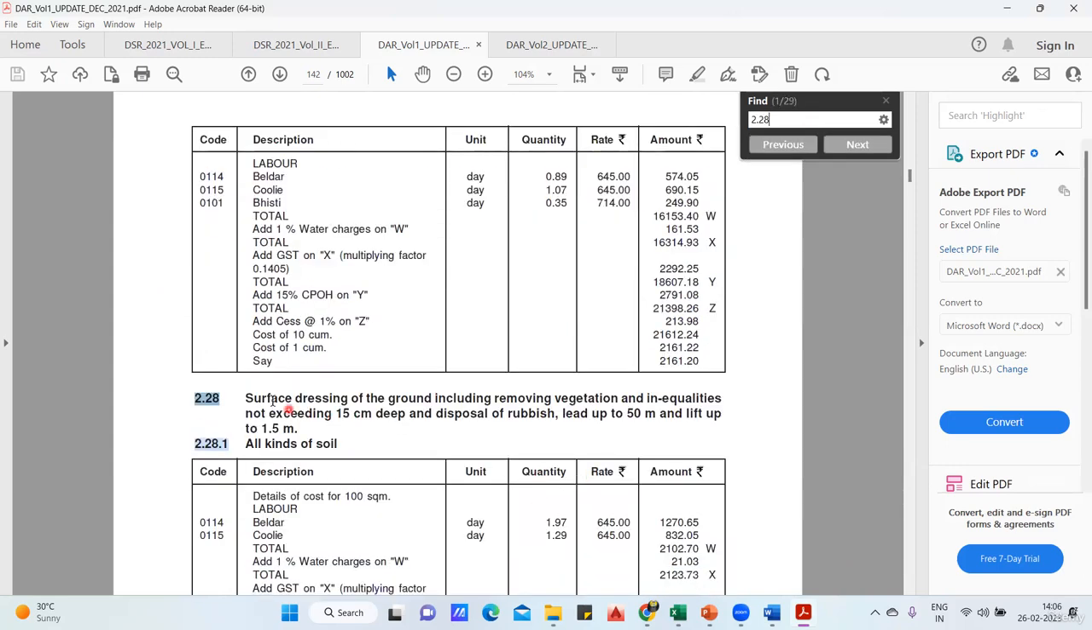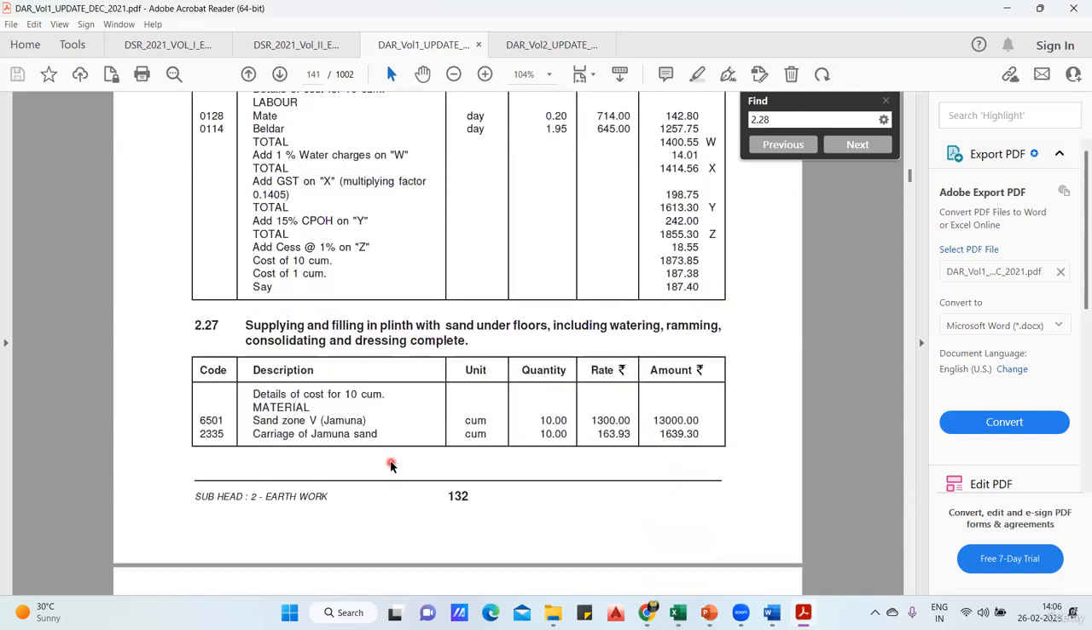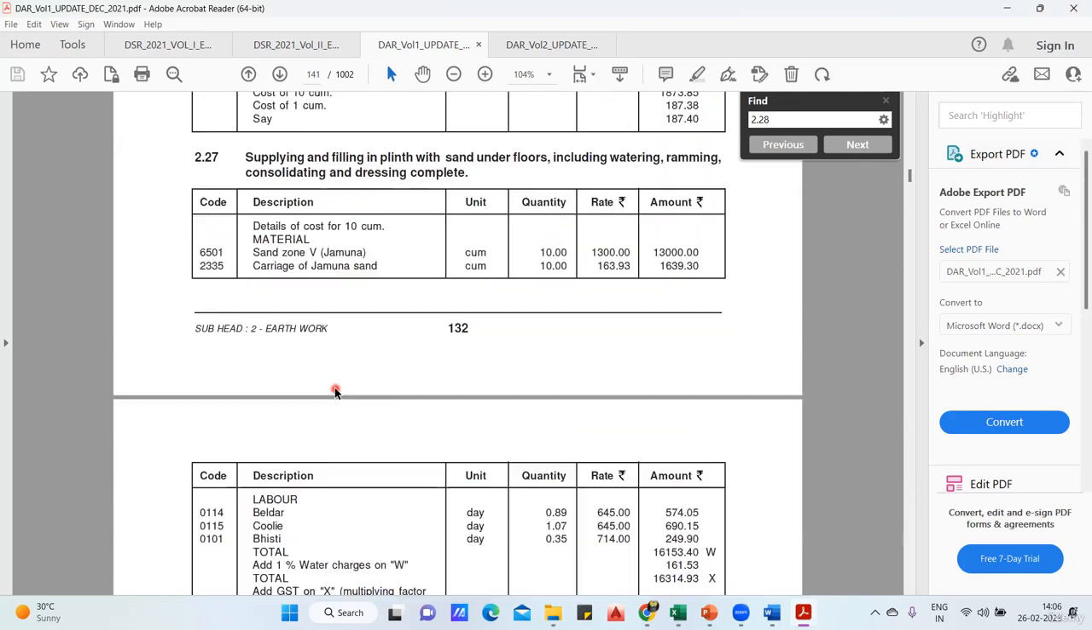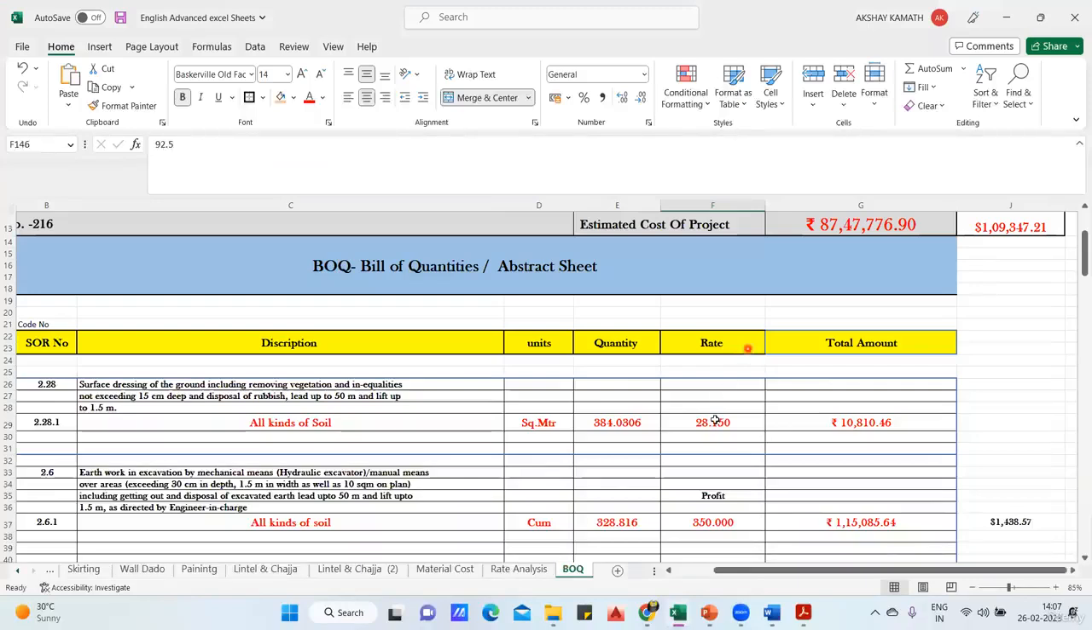Yeah, so it's here. Surface dressing of the ground, including removing the vegetation and inequalities not exceeding 15 centimeter deep, disposal of rubbish, lead up to 50 meter and lift up to 1.5 meter, for all kinds of soil. This is the analysis they have done. Okay, you're able to understand. There are many other items, but we are concerned with this one, because I want to do the surface cleaning of my site, and up to 15 centimeter, that is up to 150 mm, I can go with this. These are the total analysis they have done. You can see the final rate 28.15, the same rate we have input in the BOQ, 28.15.